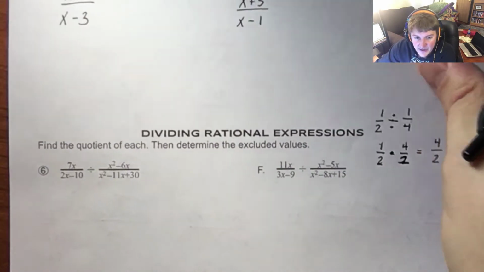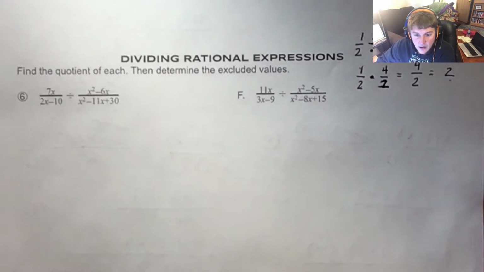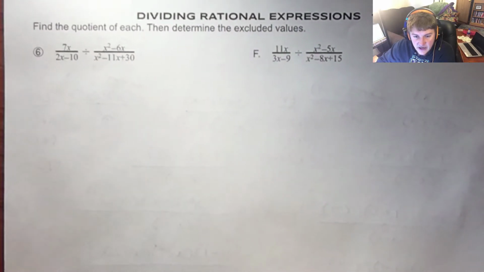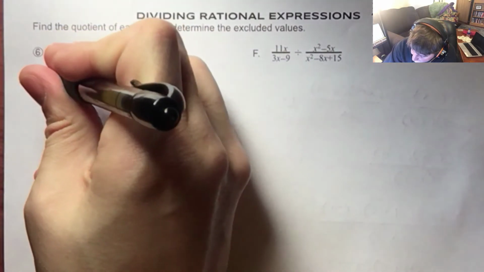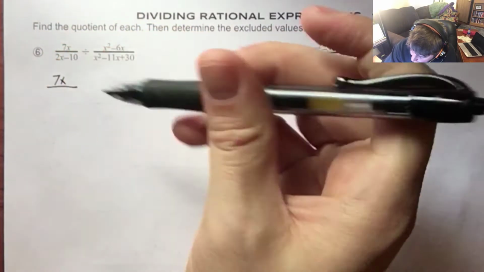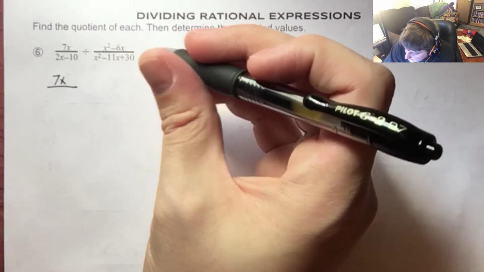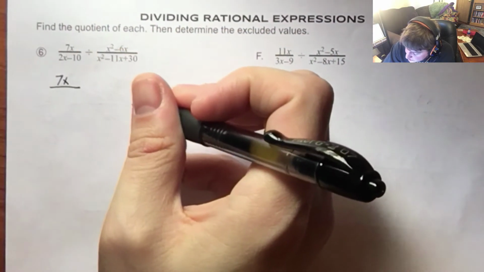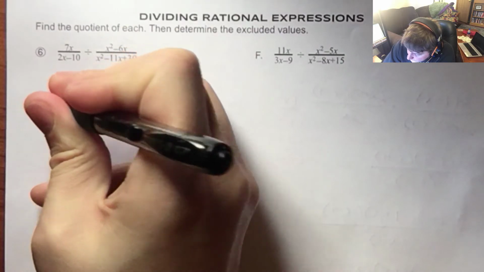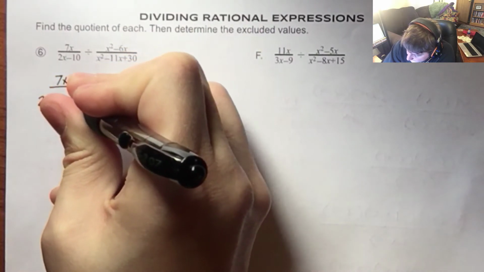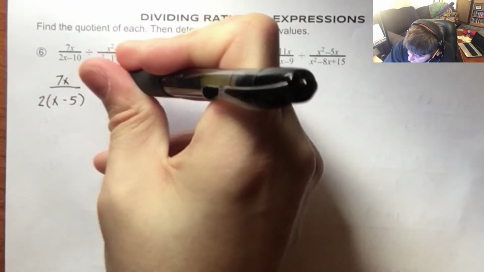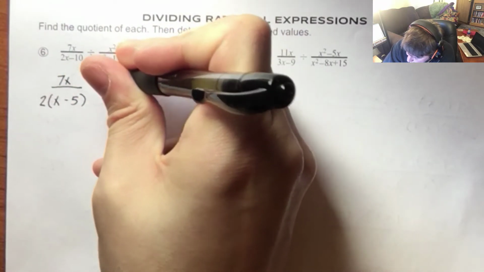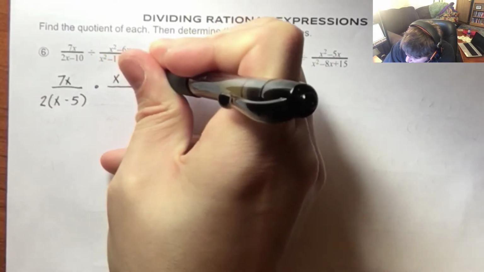Okay, these problems can be done the exact same way, just with a little bit of factoring in how we cancel. So we look at this first one, and we have a 7x, and we're dividing it by 2x minus 10. That can be factored by taking a 2 out and getting x minus 5. We know that we're going to change our division to multiplication, and then we can flip this fraction right now. We'll factor next step.